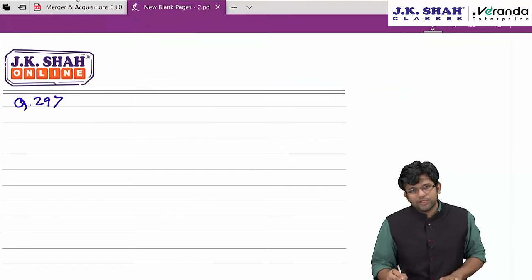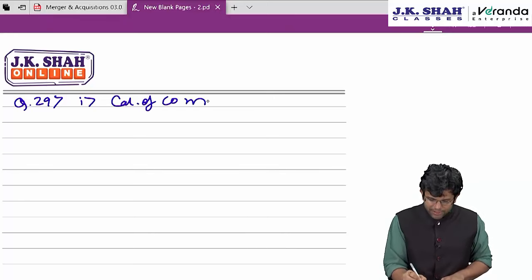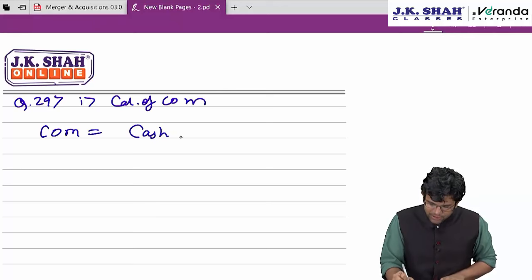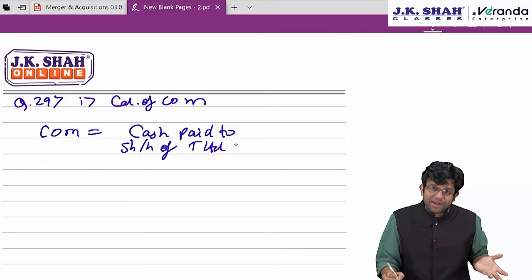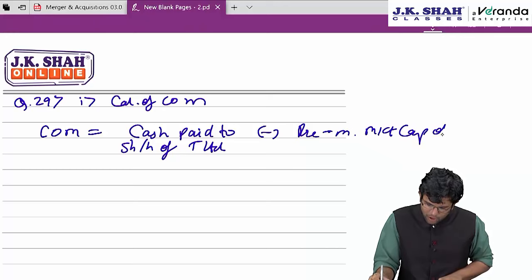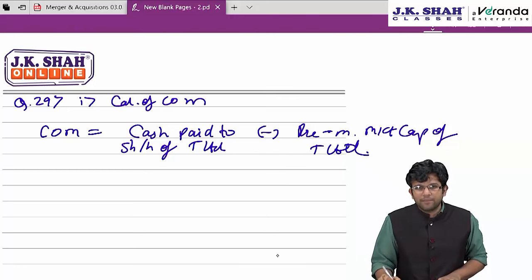I'll write down your question 29. In that, point number one, calculation of cost of merger. Tell me, students, what is the formula of cost of merger? It is nothing but cash paid to shareholders of Target Limited by acquiring Limited, obviously, minus the pre-merger market cap of Target Limited. Everybody following? Minus the pre-merger market cap of Target Limited.